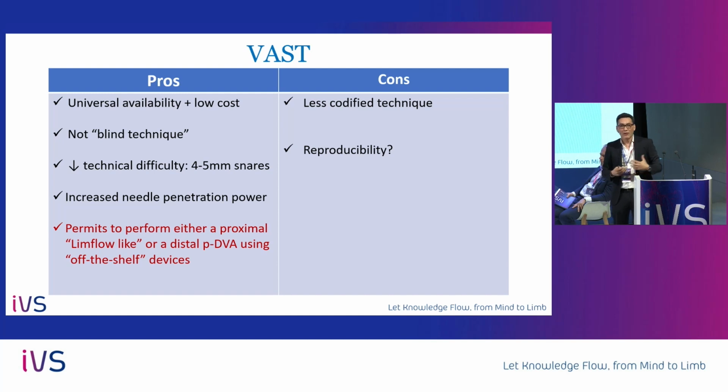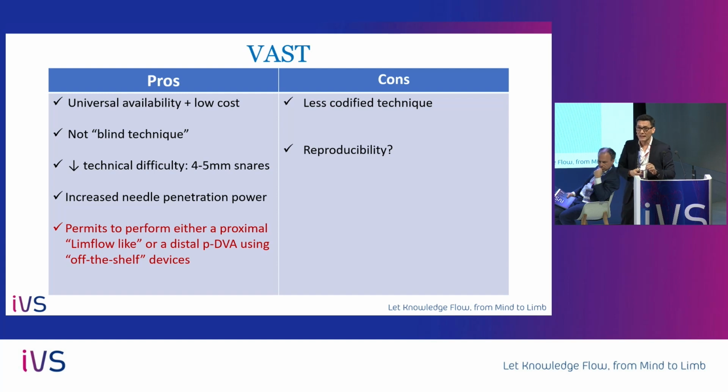Why is the VAS our favorite technique compared with any other off-the-shelf or the LimFlow device? The main reason is its universal availability and low cost. It also allows you just to perform a puncture, which is not really technically difficult. We're thinking about a 4 or 5 millimeter snare, and if you are used to performing retrograde punctures, this is quite easy peasy. This is no longer a blind technique compared with the strategy of just a curved catheter and breaking into the vein following the calcification.